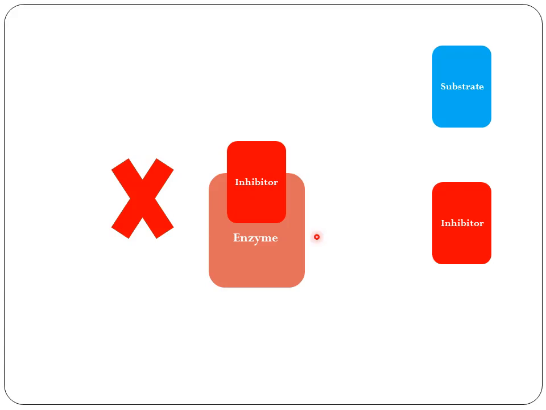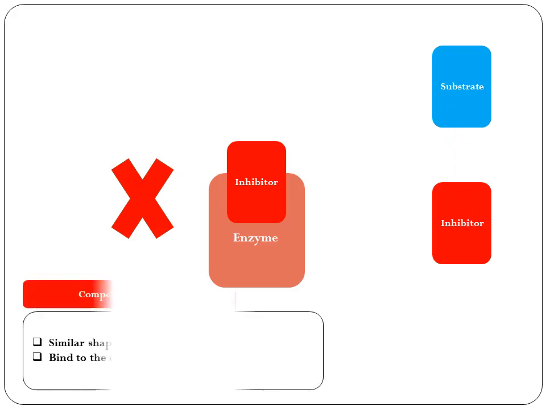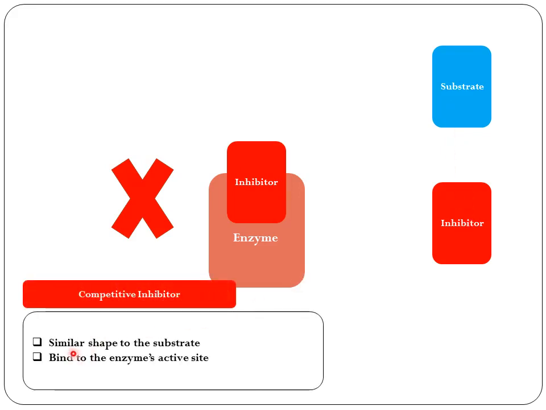So here it's very clear that in order for the inhibitor to bind to the active site, it must have a similar shape to the substrate. And this is shown here. We have a similar shape between the competitive inhibitor and the substrate, and that's why it is able to bind to the active site of the enzyme.